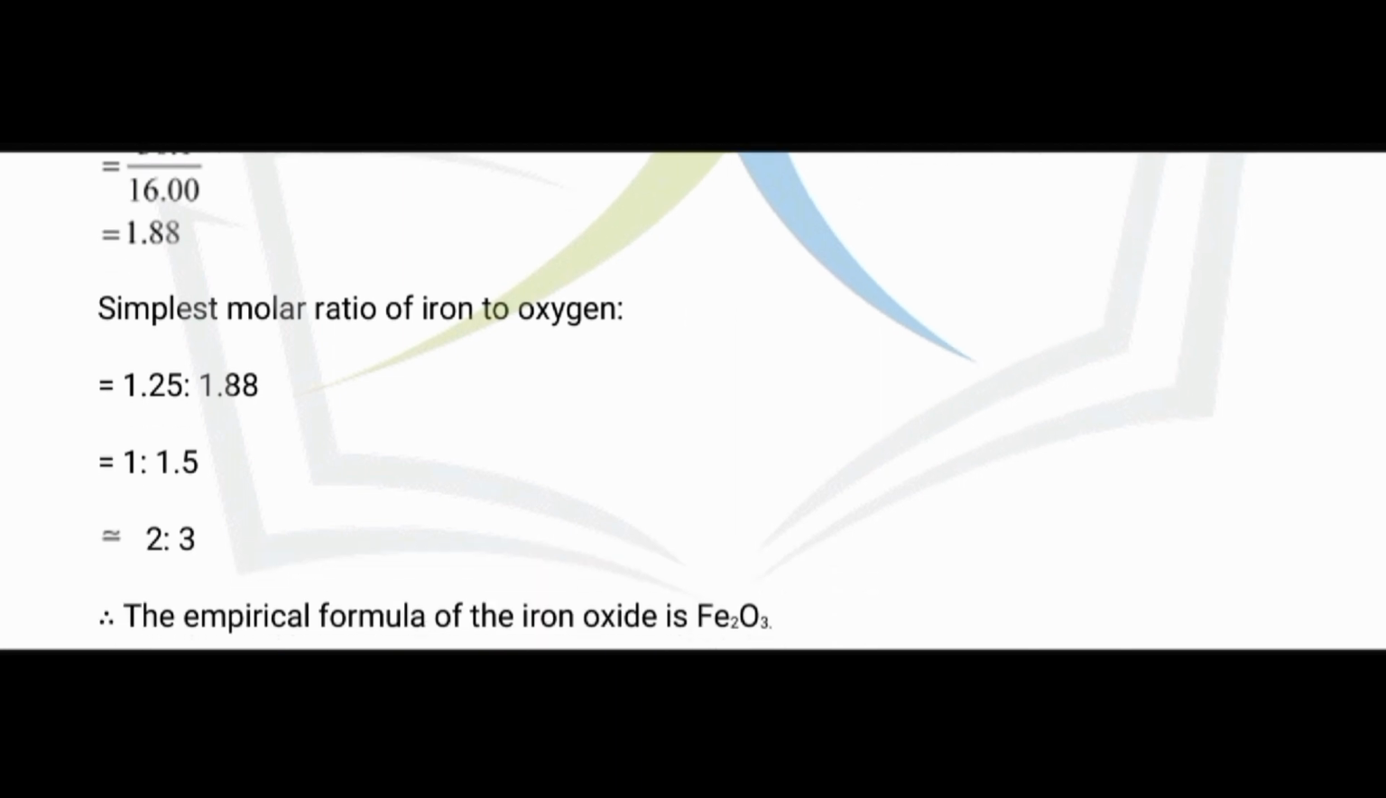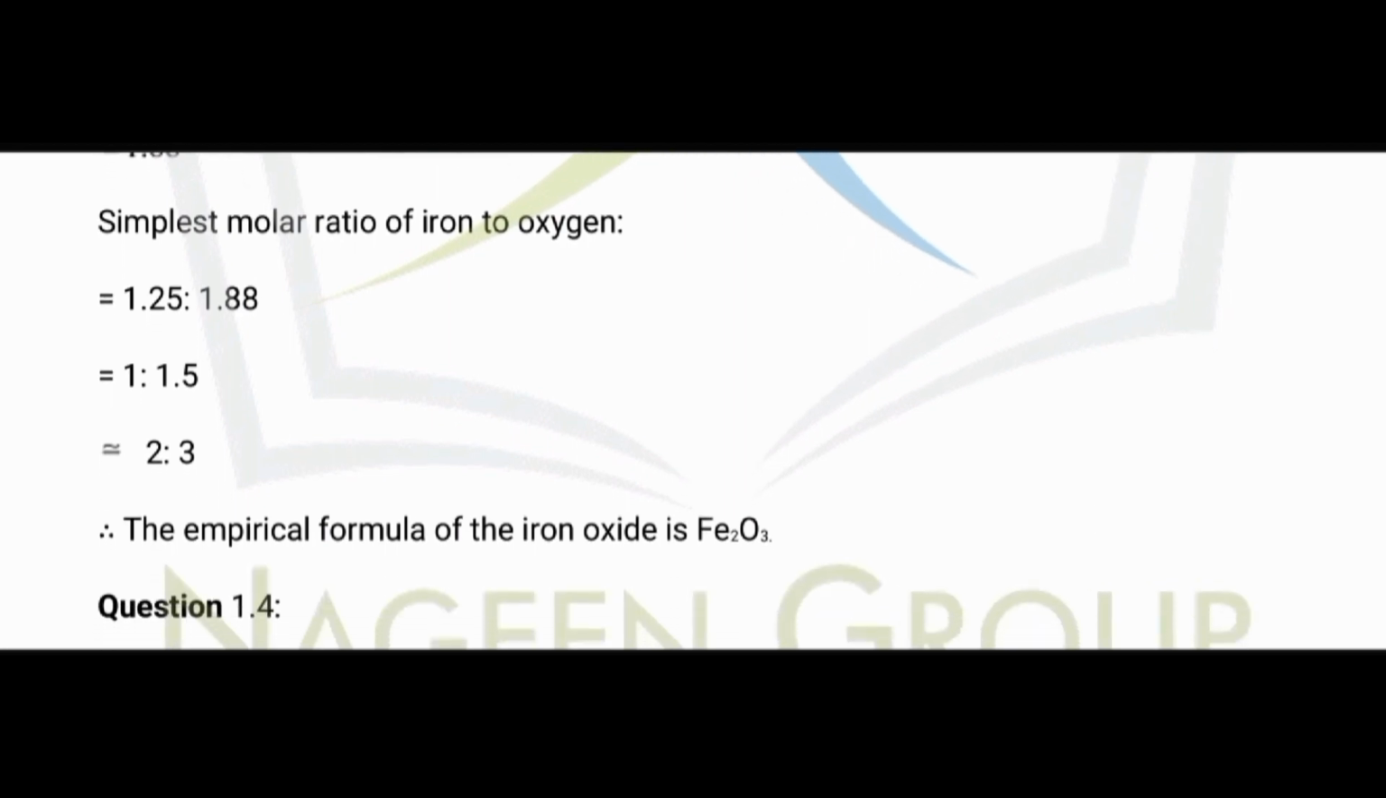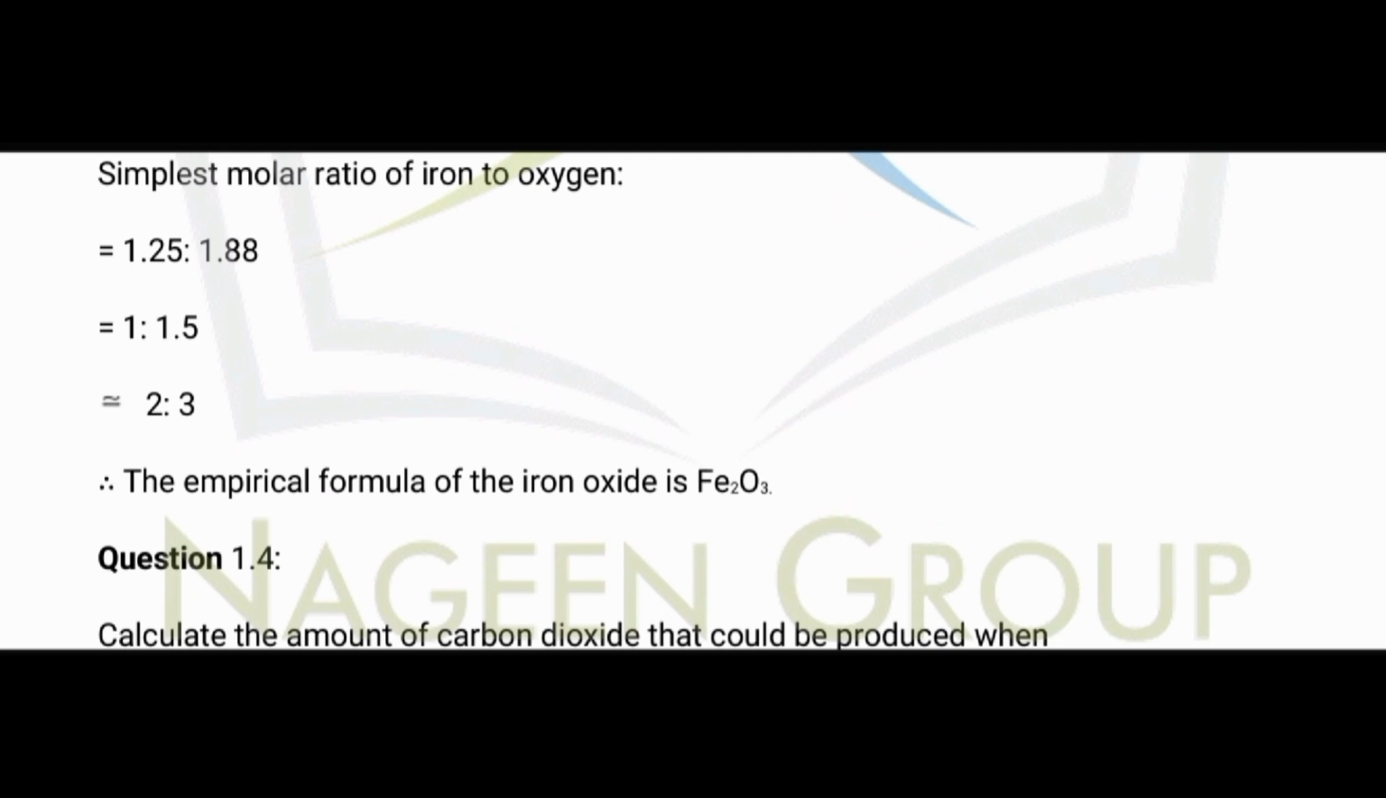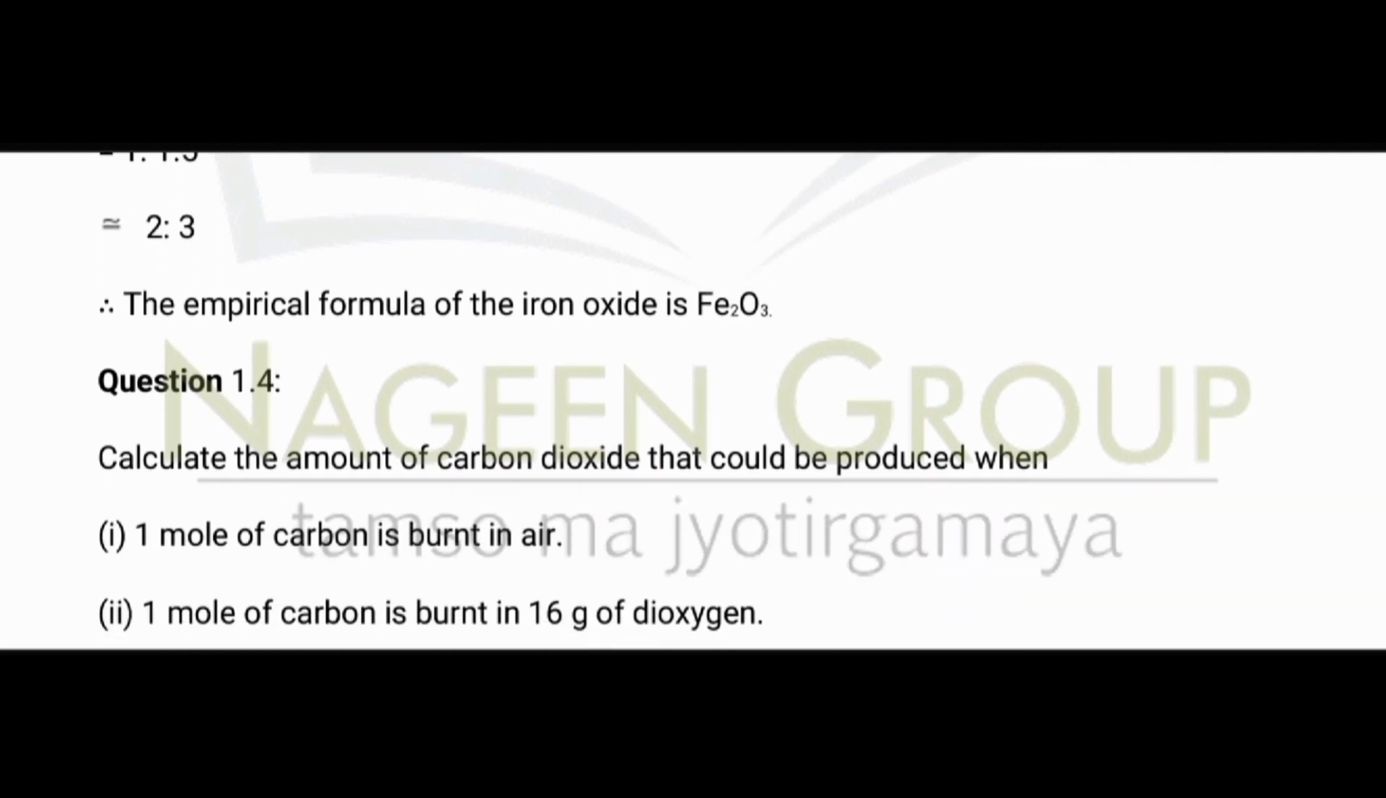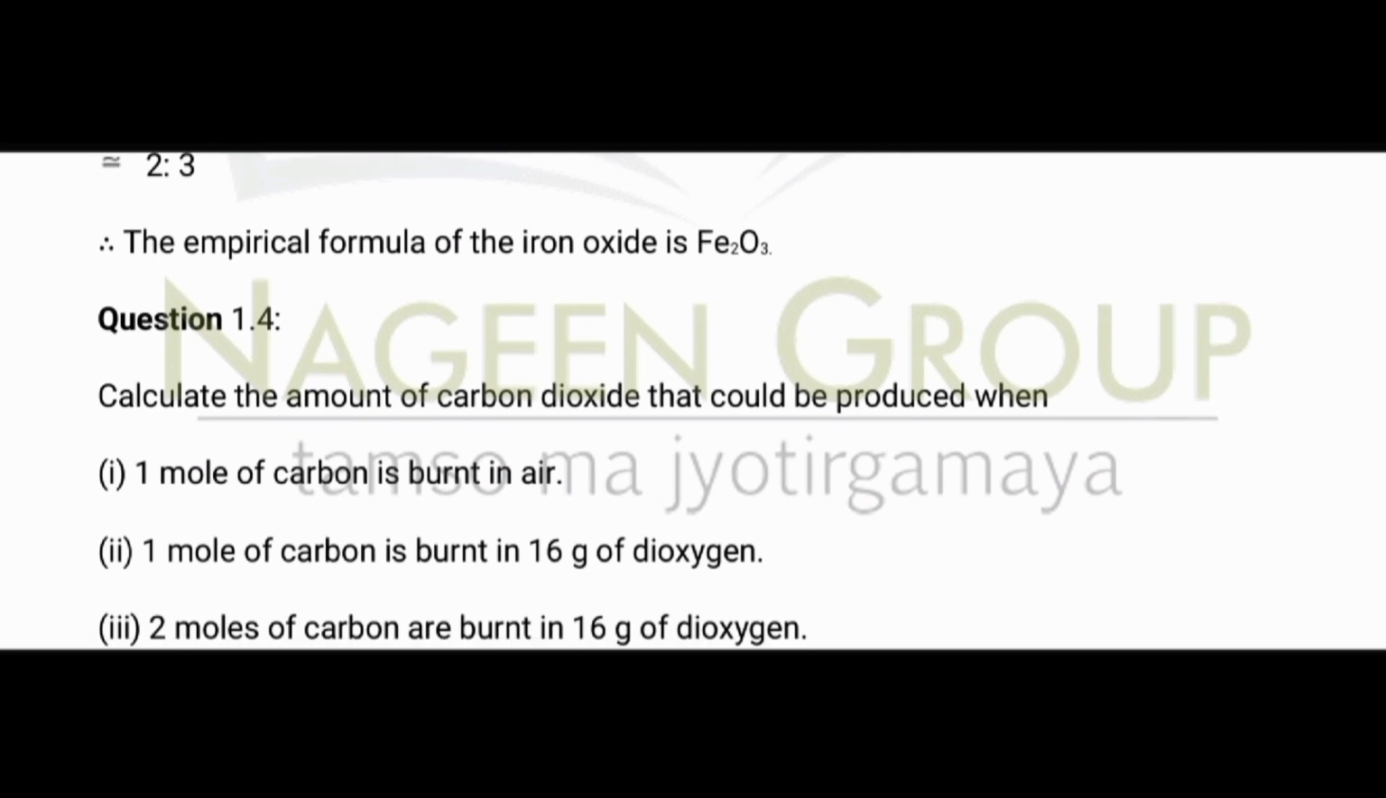Now you can multiply 1 by 2 and 1.5 by 2. Now the ratio comes out to be 2 is to 3. This is your simple whole number ratio, 2 is to 3. So iron 2 atoms, oxygen 3 atoms, and your empirical formula is Fe2O3. The empirical formula is Fe2O3.